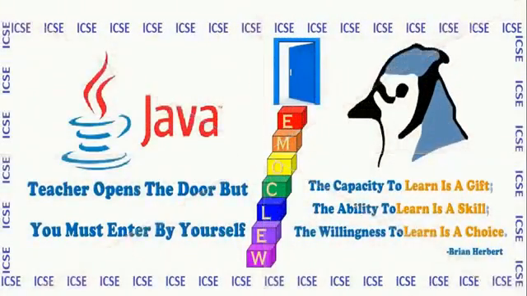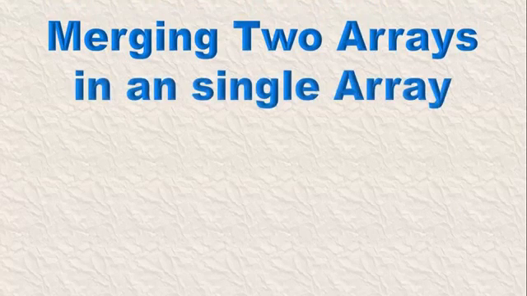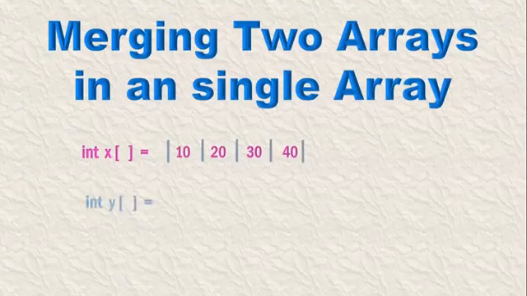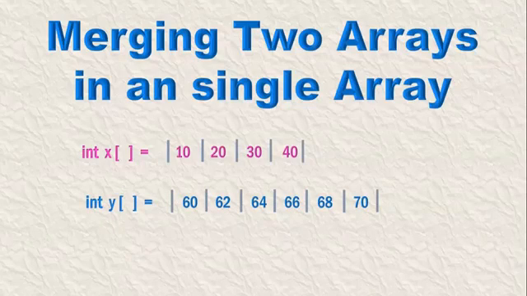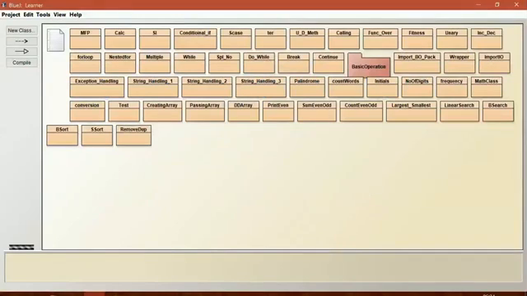Welcome back, students. In this lesson, we will see how to merge two arrays in a single array. So let us consider an array like this, and the other array is also given. The third array will be a combination of both the arrays like this. Let us go to the program.